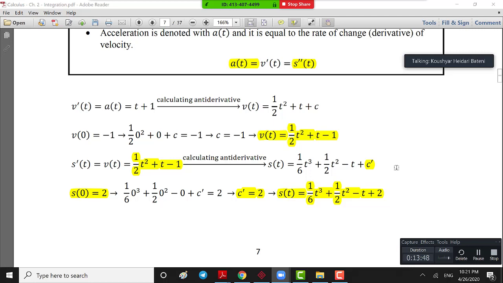For example, if S of t was 1 over 6 e to the t plus c prime, what would happen over there? S at 0 would be 1 over 6 plus c prime, and that would be equal to 2. So c prime would be equal to 1 and 5 over 6, which is 11 over 6, right? So you see that c prime, or in general, the undetermined constant, is not necessarily equal to the value that the initial condition gives us at 0, right? Do you agree, Saeed? Yes, teacher.